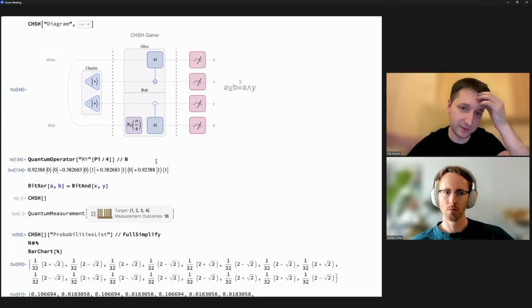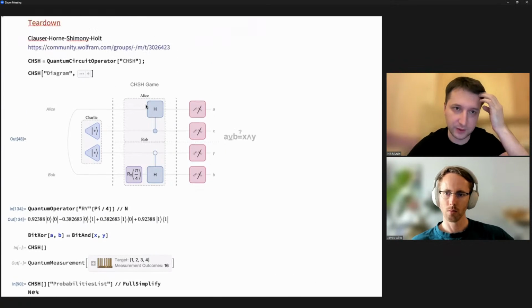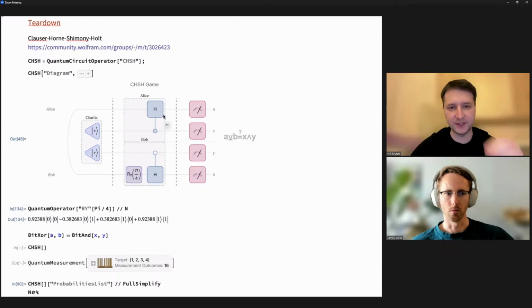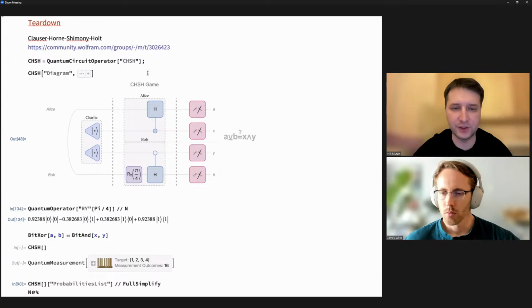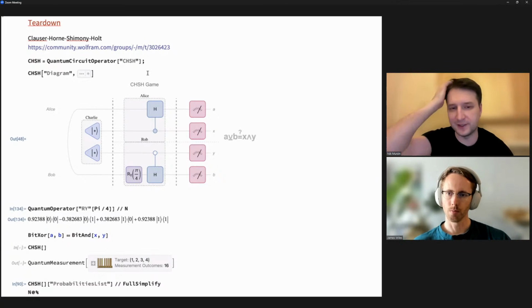Maybe the actual Bell inequality violating setup is not unique. I imagine Alice doing something different, maybe doing nothing at all, and Bob doing something more complicated, but you still can violate your Bell inequality anyway, right? But this is, I think, the more conventional setup that you can find in the literature.